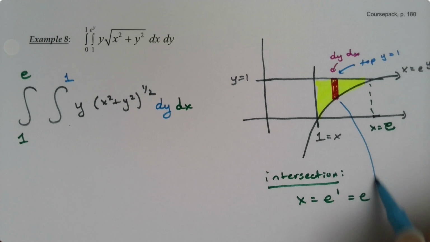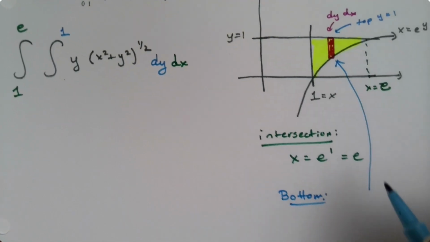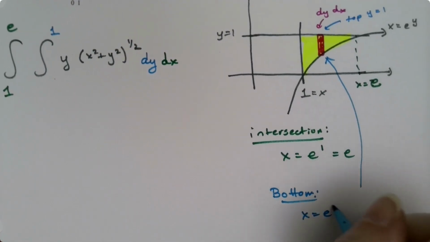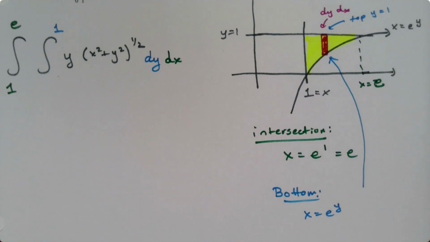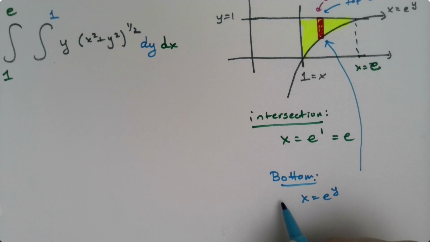But let's talk about that bottom curve for a second. So the bottom is the equation x equals e to the y. But x equals e to the y is not useful for us because it's not in y equals form. So we have to rewrite this with the logarithm because this is what logarithms are invented for.